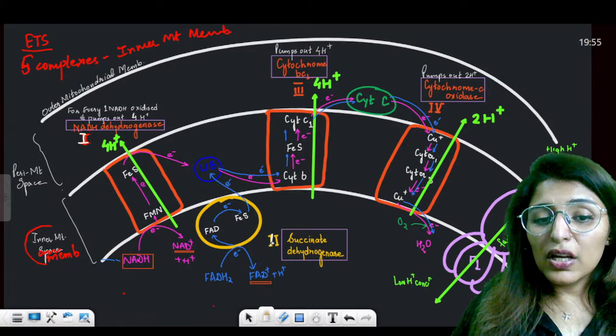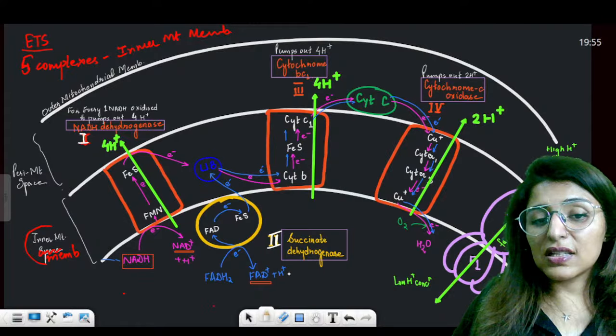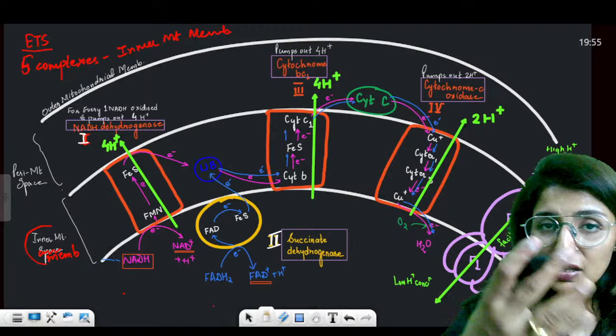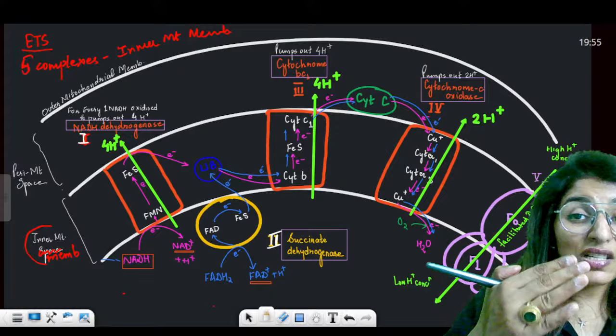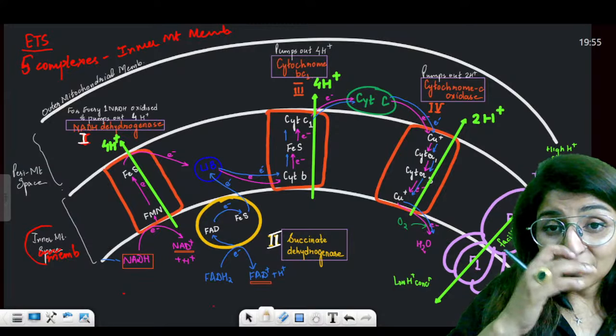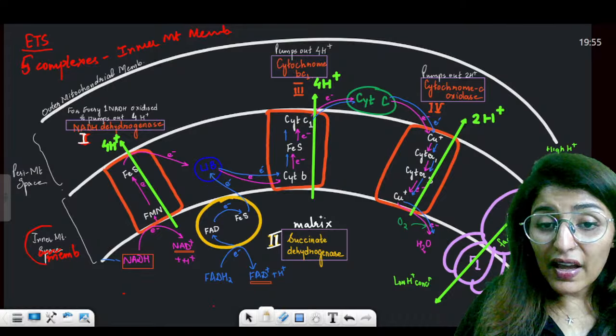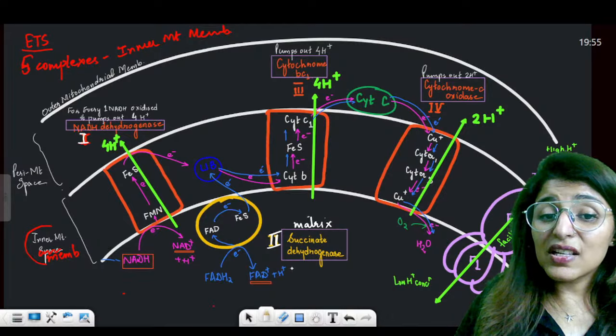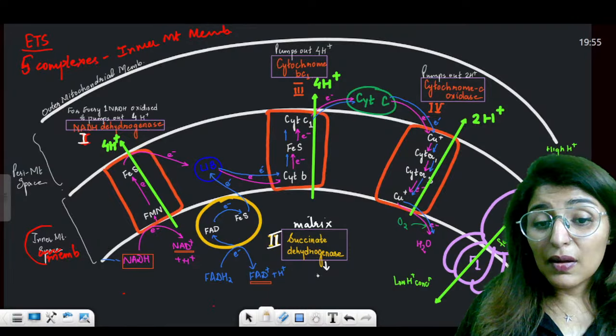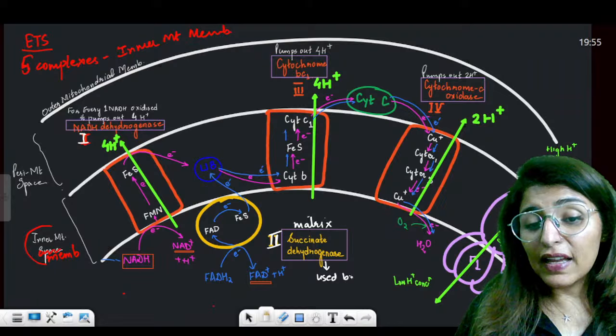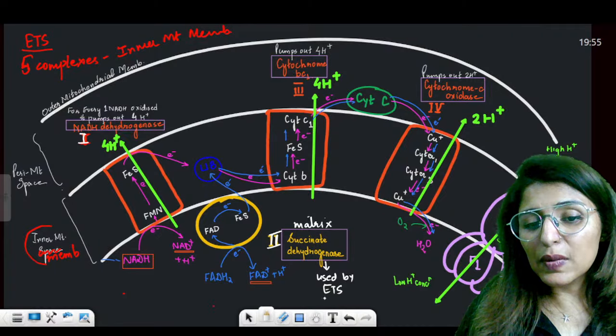Complex number 2 is succinic dehydrogenase. Where is this present? It is present on the inner side of the membrane towards the matrix. This is inside the matrix. Why? Because the succinic dehydrogenase will be used by the electron transport system as well as the Krebs cycle.